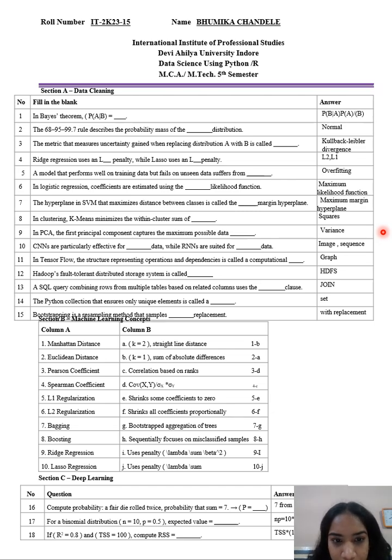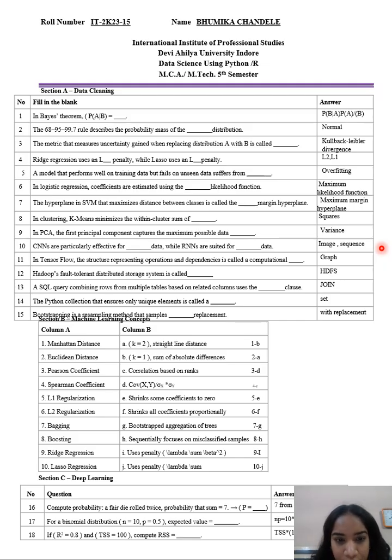The ninth question: in PCA, the first principal component captures the maximum possible dash of the data. Answer is variance, because PCA finds directions with large variance, and the first component captures as much variance as possible in a single line.